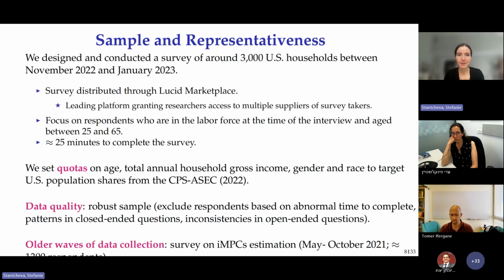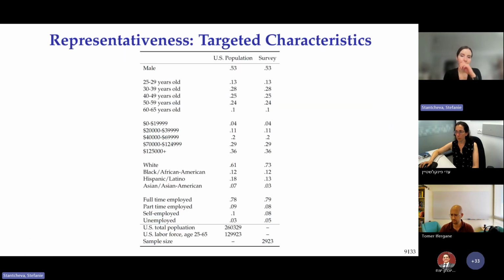You can see them in the paper too, but along many characteristics, the samples are nicely representative. There are quotas that we impose so that by construction, they'll be representative on income, gender, race, broad regions. And then we can check that they're also very representative on employment status, family situations, etc.